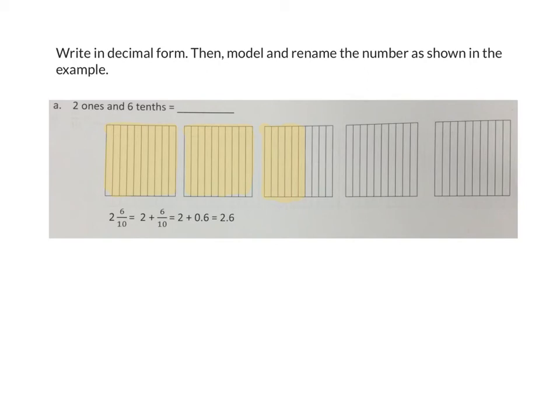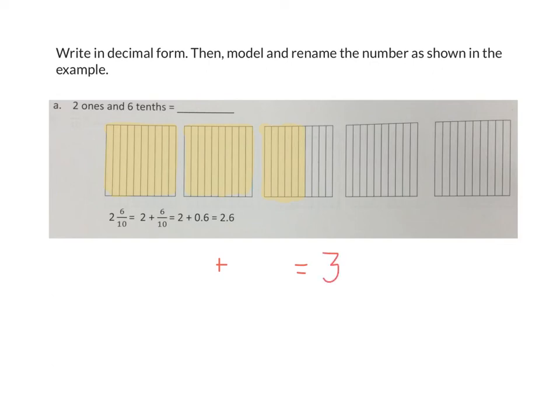Using fraction form, we can see that 2 ones, that's 2 wholes, plus the 6 tenths. Using decimal form, that's 2 wholes plus 6 tenths, which equals 2.6. Does that make sense? Let me ask you a question. If I wanted to add something to 2.6 to make it the next whole number, what would the next whole number be? Garrett? 3. Okay. So what do I have to add?